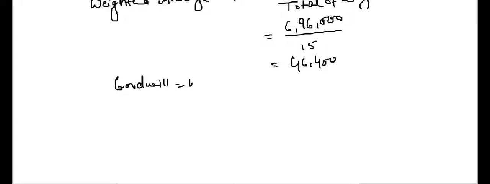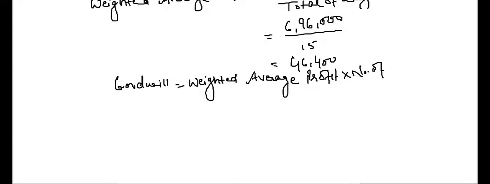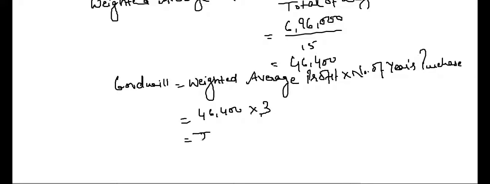Now how to calculate goodwill? Same method. Goodwill is weighted average profit multiplied by number of years purchase. So the weighted average profit we have is 46,400. Say the number of years purchase is 3. So the goodwill will come to 1,39,200. This is a very simple method, nothing to do.